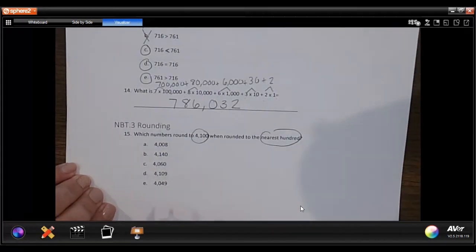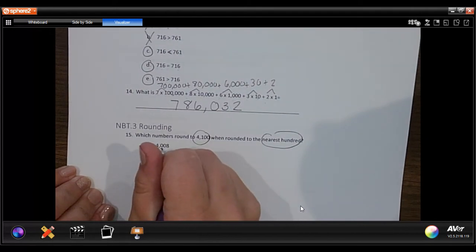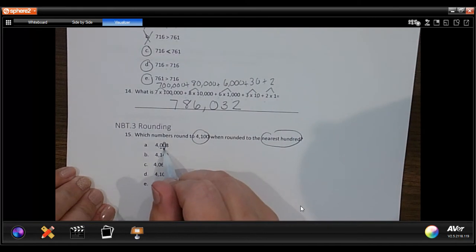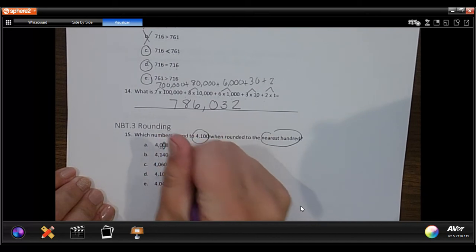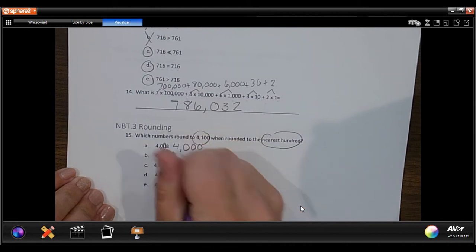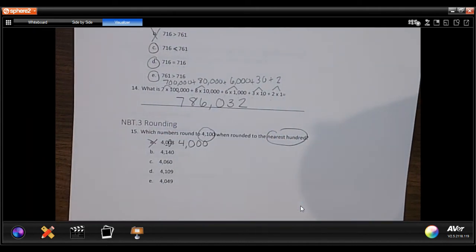So 4,008, I'm going to underline the hundreds place. I'm going to circle the place to the right. So I look at the place to the right, 0 to 4 stays on the floor. Yep, that's 0 to 4. So I'm going to keep my 4. My 0 stays as 0. And I'm going to change all of the other digits to 0. So 4,008 rounded to the nearest hundred is 4,000. That is not the number I'm looking for, so I'm going to put an X on that one.